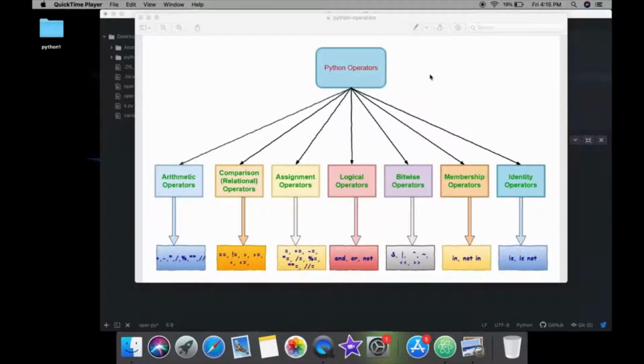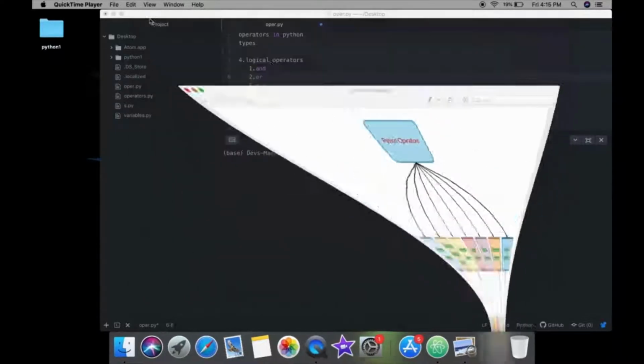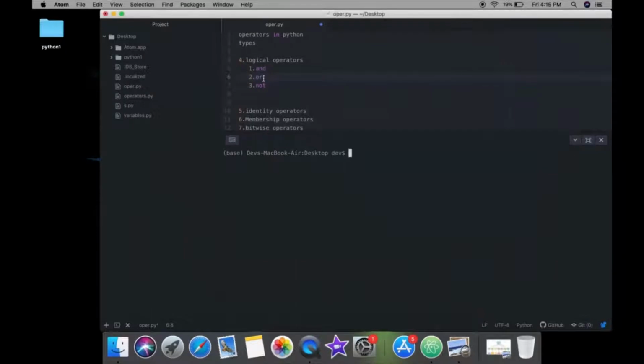Hey everyone, so we are done with the arithmetic comparison assignment. Now we will move to logical operators. This is something important, so pay attention in this lecture. Now we have three types of logical operators, that is AND, OR and NOT.